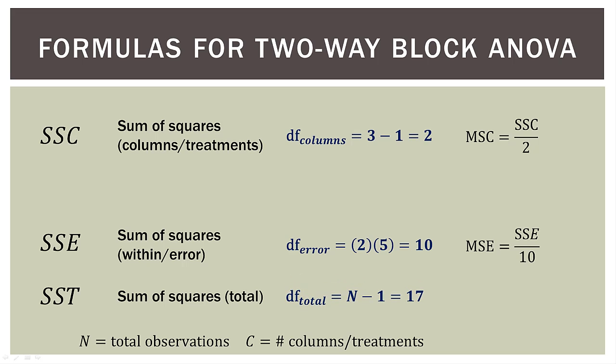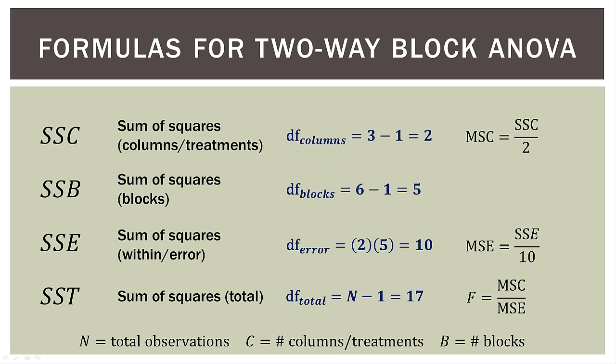Total sum of squares, again, N minus 1, so 17. Everything else is the same. Now for the blocks, it's just 6 minus 1 because we have 6 blocks. So the MSB will be SSB divided by 5. So 6 minus 1. Okay? So that's where we get all of our basic numbers from.